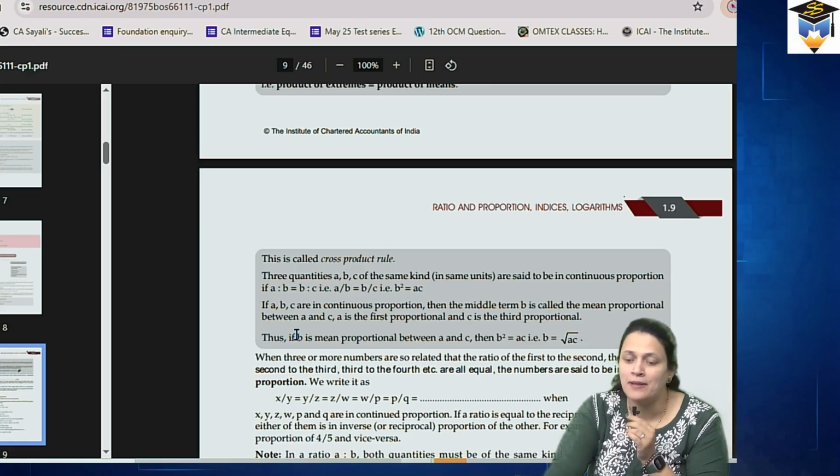And if we say B is the mean proportional, then B is represented as square root of A into C, which we saw earlier.